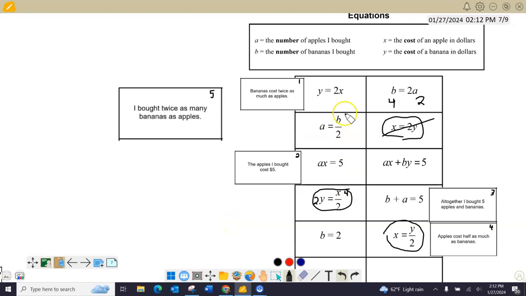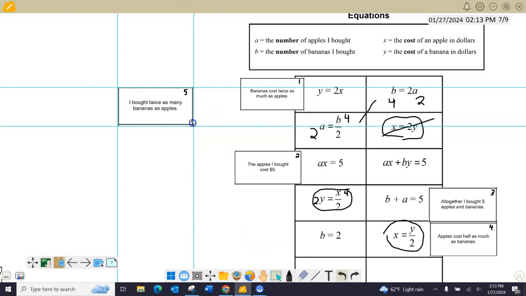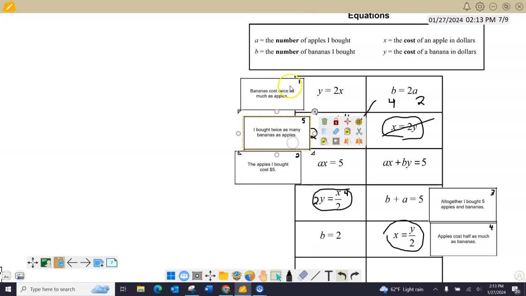What about this? The number of bananas divided by 2. If I divided the number of bananas by 2, I would get the number of apples. Well, using these same numbers, if I bought 4 bananas, then if I divided it by 2, I would get 2 apples. Okay, that's the same numbers. These two work in the same way for this one situation. So both of those will work. Just like we saw with this one, number 1 and number 4 down here. Number 5 works for both of these equations.